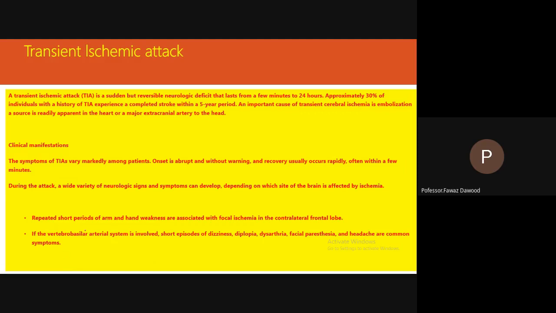So, the symptoms of the TIA: most of the time, they do not persist for a long period of time, and sometimes recovery occurs within a few minutes, but we could demonstrate in a patient with TIA that neurological signs or symptoms developed. And this neurological, whether motor or sensory, depends in general on which area of the brain is going to be affected.